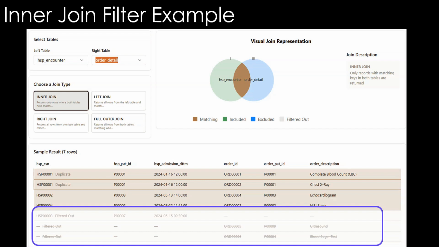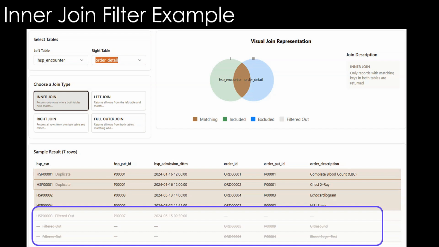This hospital data set that I have in BigQuery for you, I've got a tool for you to explore. What would it look like to join these different tables together with the different types of joins? So we'll start with that inner join that we saw in the previous query. We are going to take a left table of hospital encounter and the right table of order detail, and we'll choose an inner join.